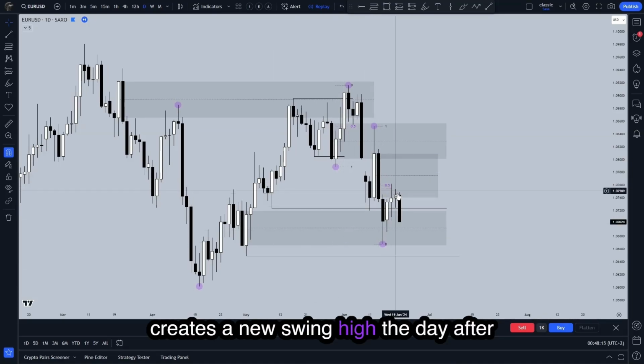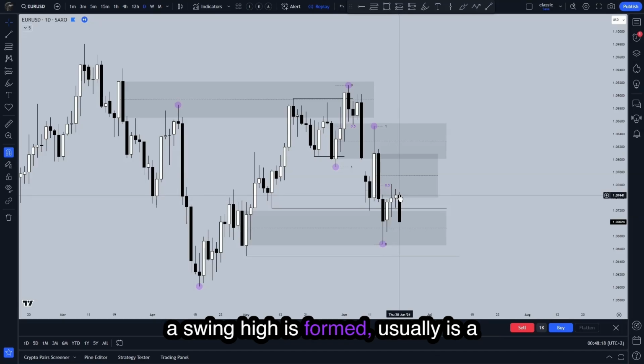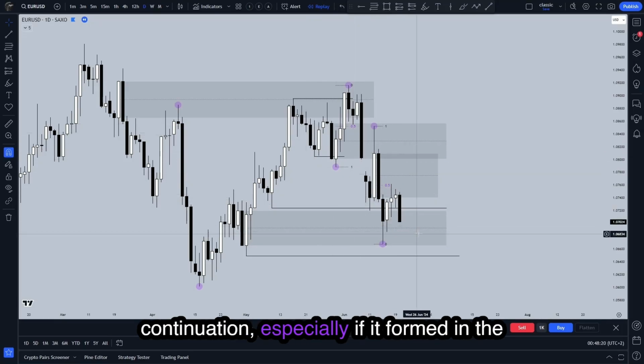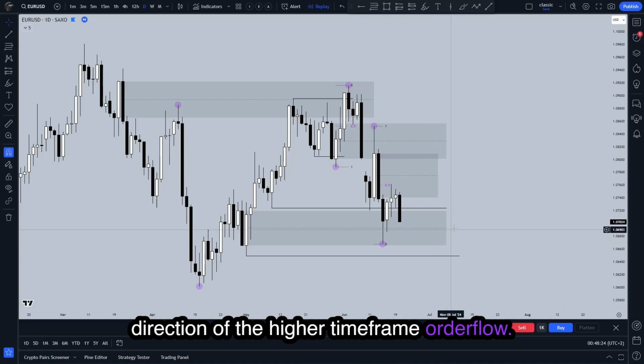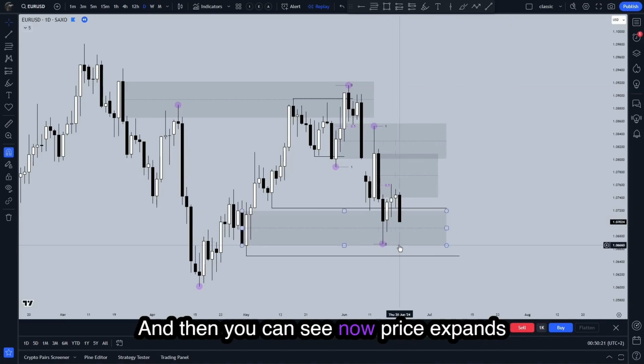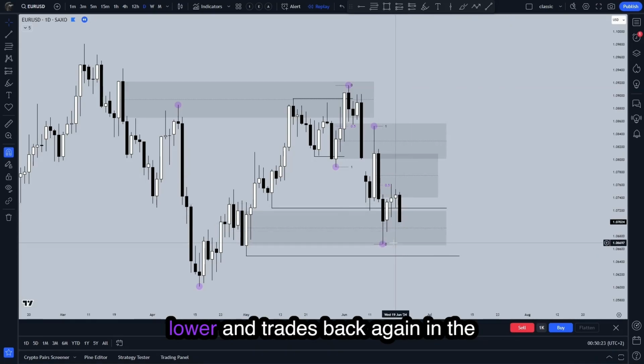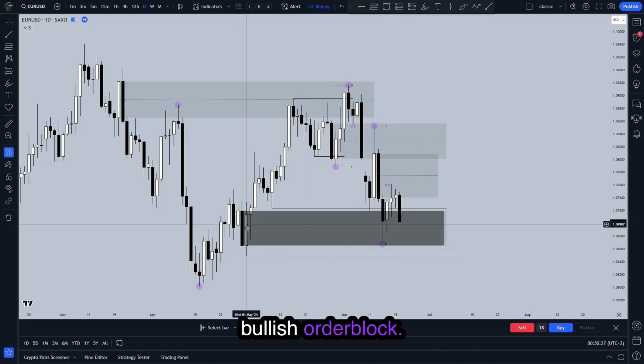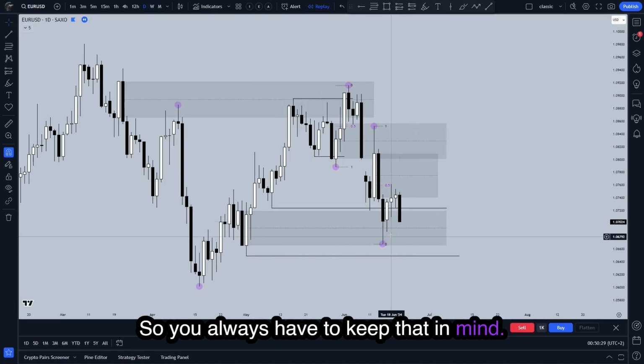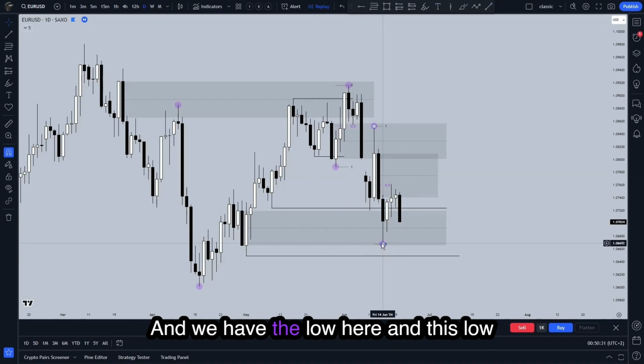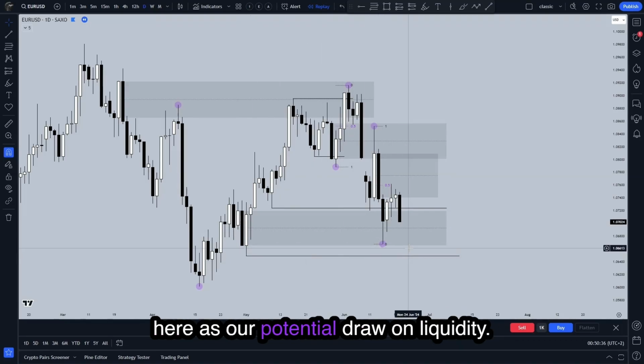It creates a new swing high. The day after a swing high is formed is usually a continuation, especially if it formed in the direction of the higher time frame order flow. And then you can see now price expands lower and trades back again into the bullish order block. So you always have to keep that in mind. And we have the low here and this low here as our potential draw on liquidity.